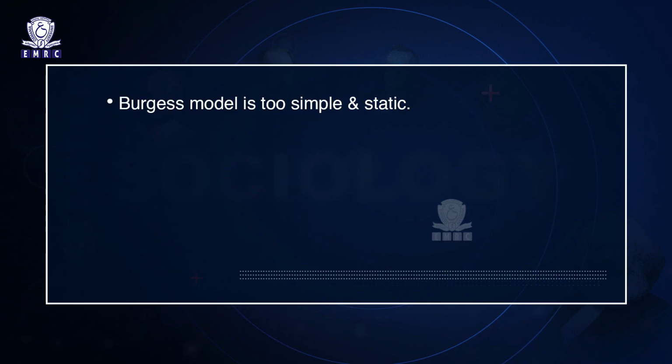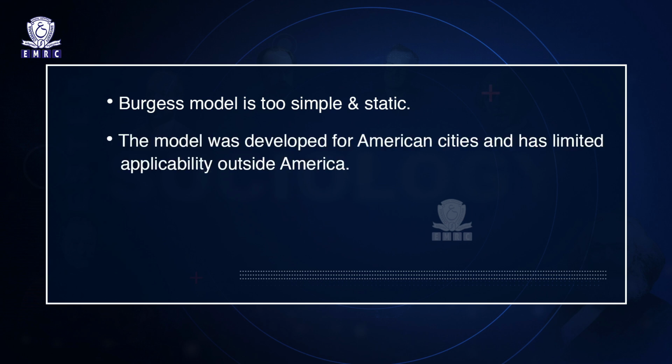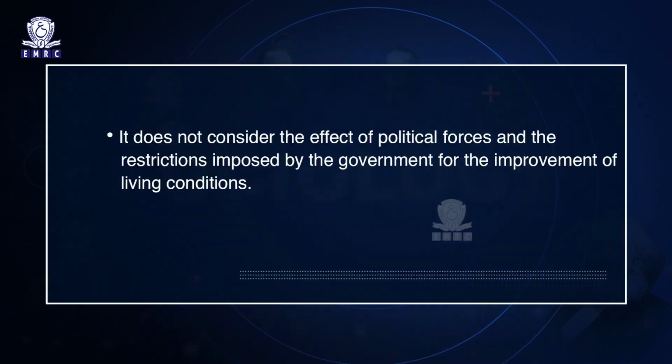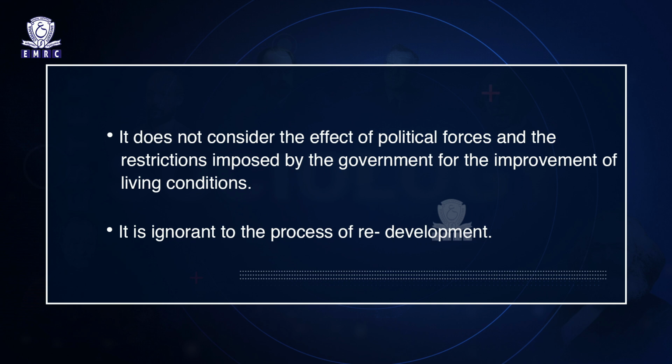Some of the limitations and criticisms include that Burgess' model is too simple and static. The model was developed for American cities and has limited applicability outside America. The relevance of this model decreased over time with the advancement in the mode of transportation. Mass transit vehicles, motor vehicles, and cars changed the way people commute. Accordingly, their preference for living in a particular zone changed. It does not consider the effect of political forces and the restrictions imposed by the government for the improvement of living conditions. It is also ignorant of the process of redevelopment.